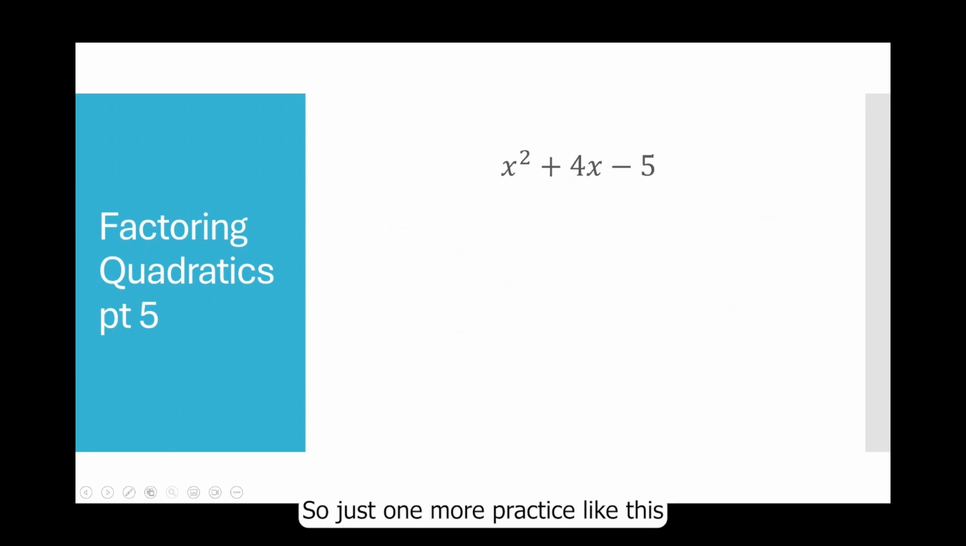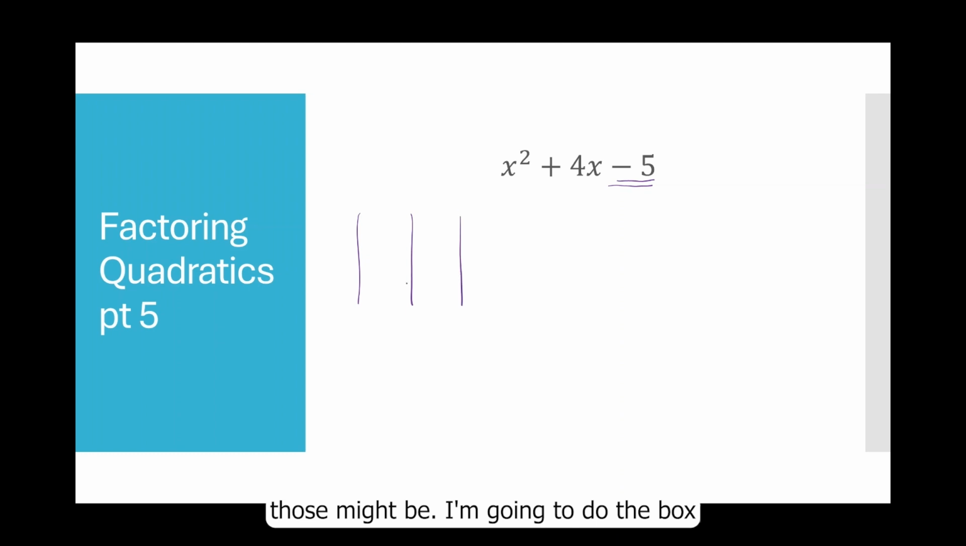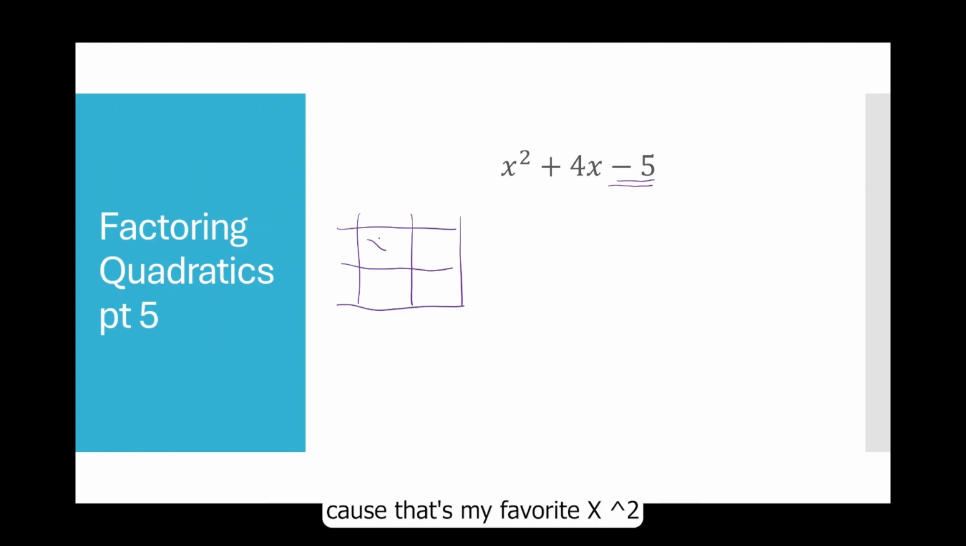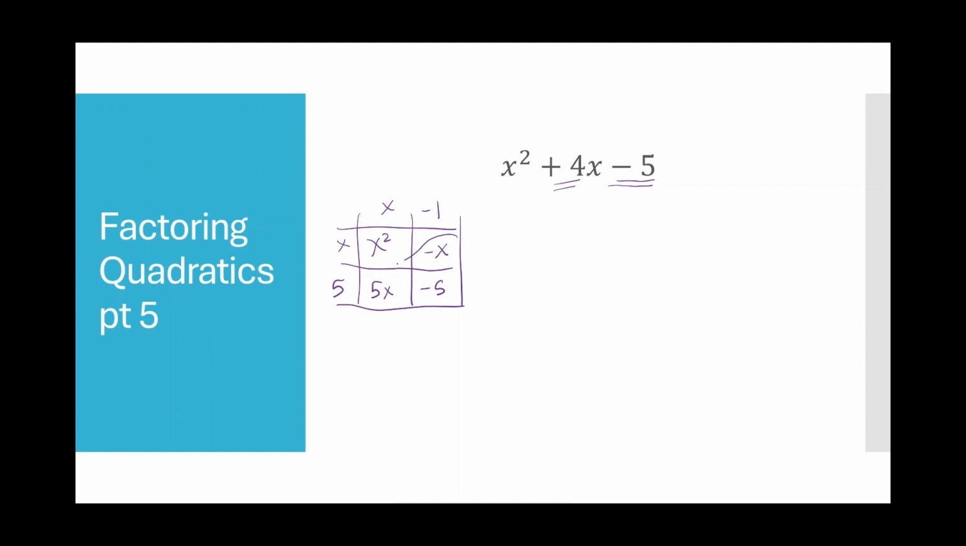So just one more practice like this before we keep on complicating it. We need two numbers that multiply to -5 but add up to +4. Hopefully you can already imagine what those might be. I'm going to do the box because that's my favorite. X squared and -5. Two numbers that multiply to -5 but add up to +4. I'm thinking my 5 needs to be positive and my 1 needs to be negative. Let's check it. 5x, -x. Together, that's going to make 4x. Fantastic. So, x minus 1 and x plus 5.